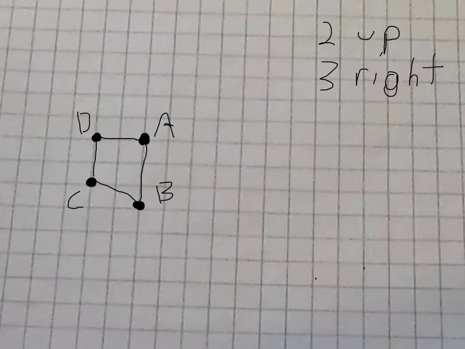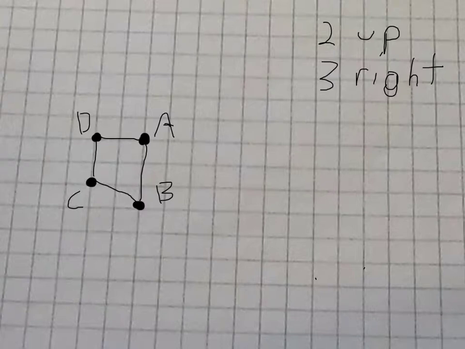We're going to be showing you how to do translations, reflections, and rotations around a point. When you do translations, it'll usually tell you what you have to do. So, in this case, it is 2 up and 3 right.